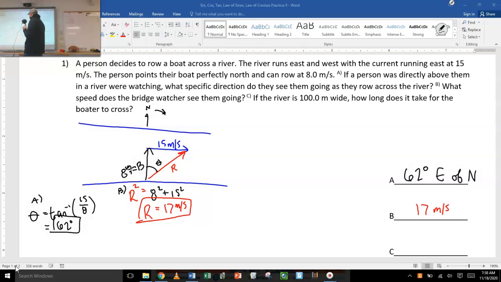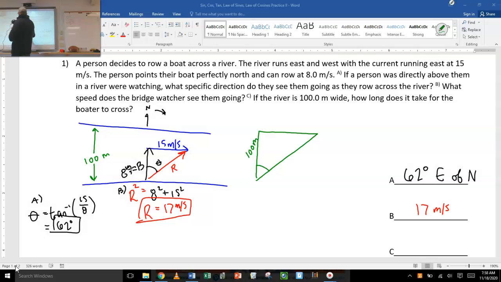Part C, it says the river is 100 meters wide. So this river here is 100 meters wide. And it wants to know how long it takes for the boat to get across. All right, this gets a little tricky. I'm going to make a similar triangle. When I bring this over here, I know that the river is 100 meters wide, and I also know that the angle right here is 62 degrees. So what I'm going to find is the distance that they travel. This R represents the velocity that they travel, and this letter D represents the distance that they actually travel. They're not going 100 meters. They're going to go this distance right there to cross the river.